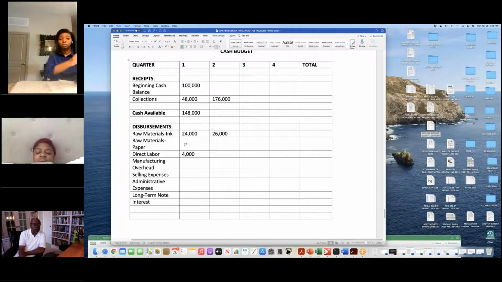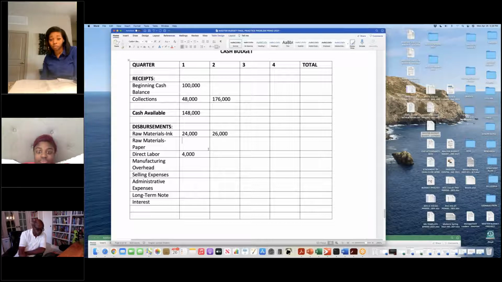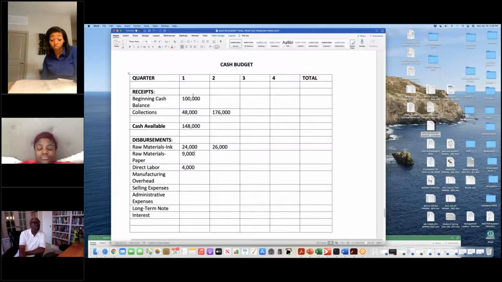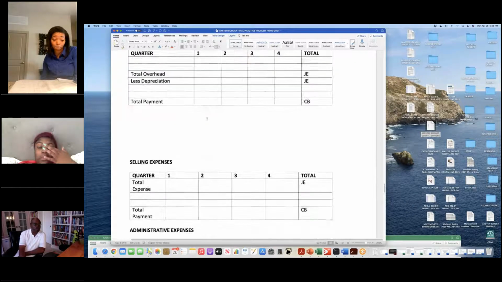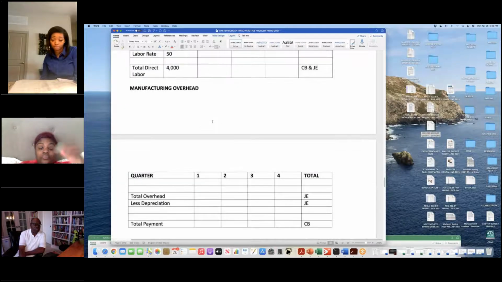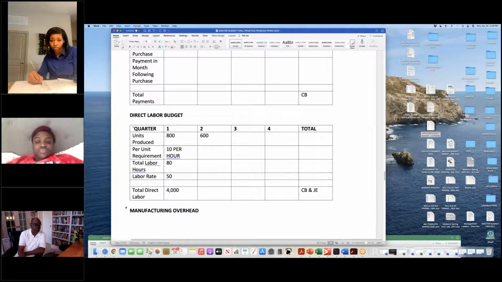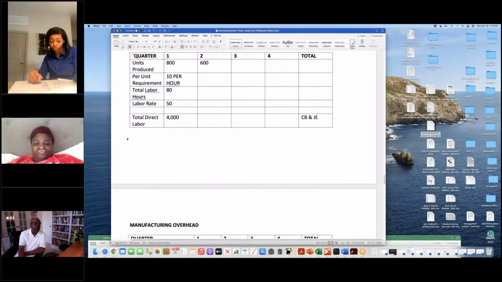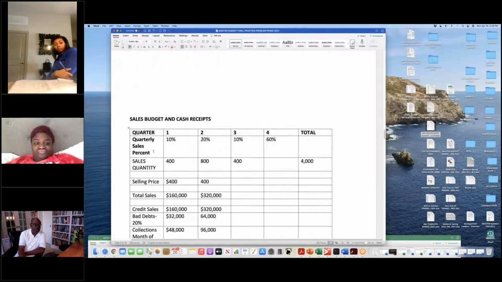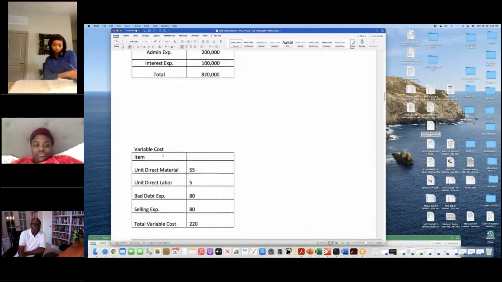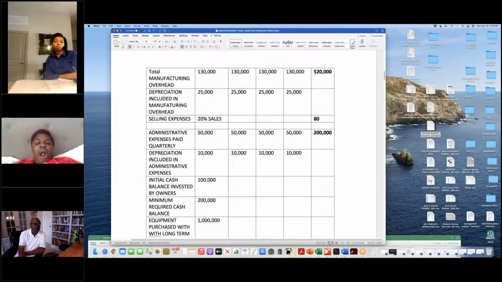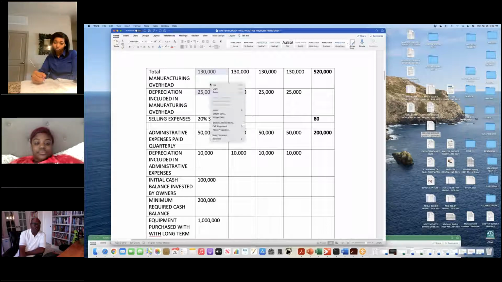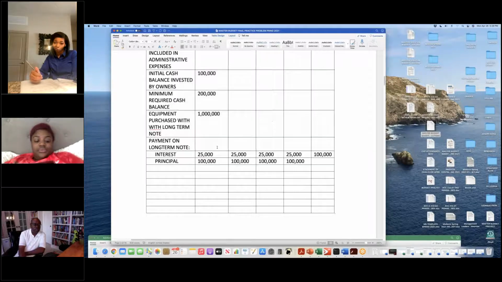Buford, did you get a number for paper for us? For one and two, I got 9,000 for both. Let's just put the 9 down. I don't know if it's supposed to be the same for both, but could be. That's what I got. They're running differently. Okay, so let's look at manufacturing overhead now. All you have to do is go to the table for manufacturing overhead, go up to the assumptions, and it tells us the manufacturing overhead is how much per quarter? 130,000. And the depreciation is 25,000.